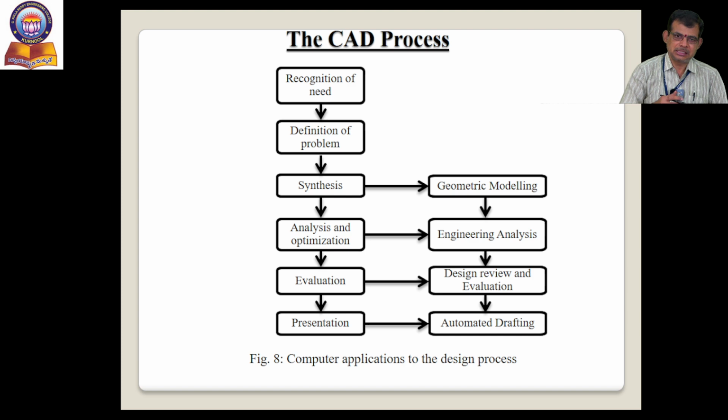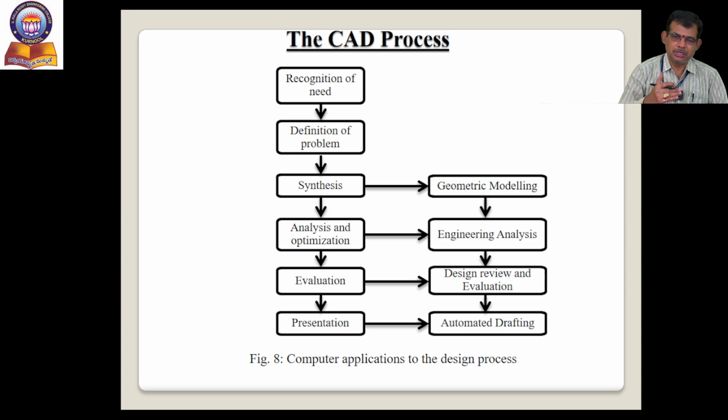Then the analysis and optimization. Of course, you have beautiful analysis software nowadays. Engineering analysis will be carried out. Then the evaluation, that is called design review and evaluation. Then finally presentation, where you prepare the hard copy, automated. So in the last 4 areas, that is synthesis, analysis and optimization, evaluation and presentation, we make use of the computer system, or the computer will assist you in these areas.